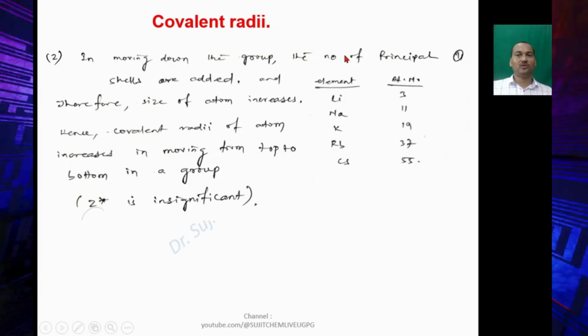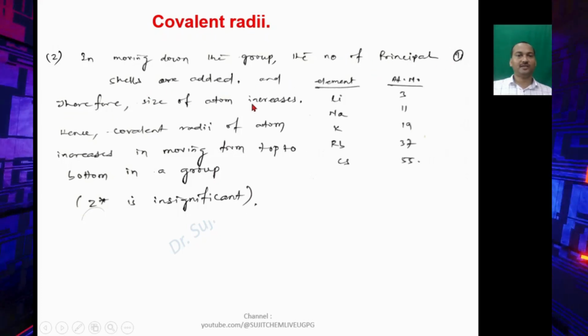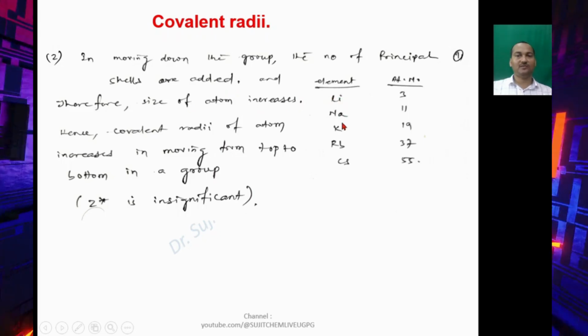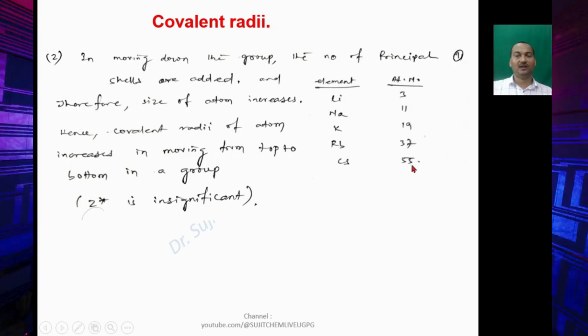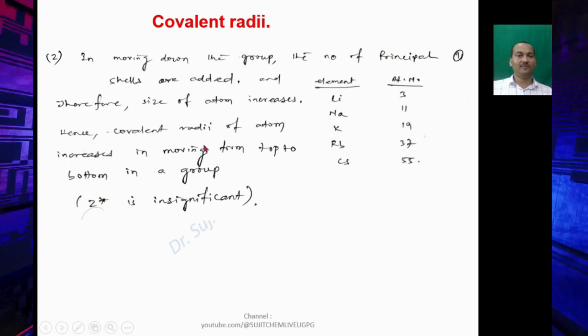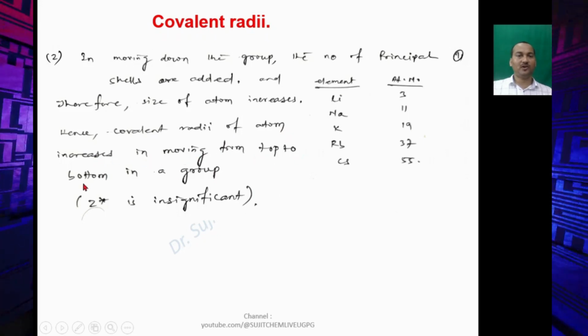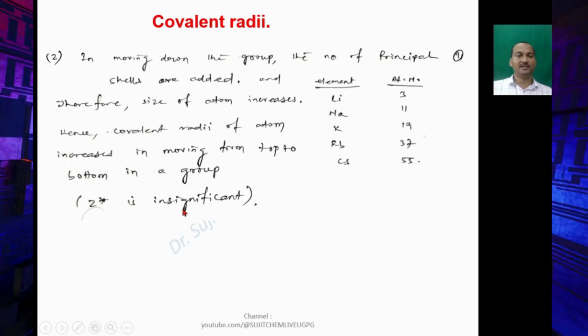In moving down the group, principal shells are added and therefore the size of the atom increases. Lithium, sodium, potassium, rubidium, cesium, with atomic number 3 for lithium and 55 for cesium. Hence the covalent radii of atoms increase in moving from top to bottom in a group, and here the effective nuclear charge is insignificant.